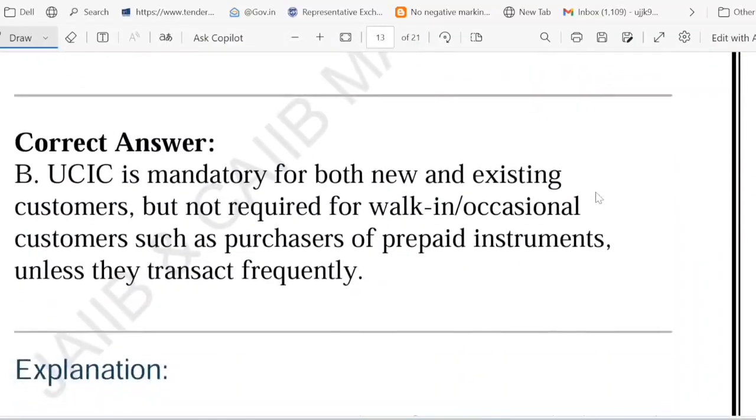So remember what we have discussed just now. Remember the full form: Unique Customer Identification Code. It is mandatory for all regular customers and not required for walk-in or occasional customers. The purpose is better customer data management, risk profiling, and monitoring suspicious activity.